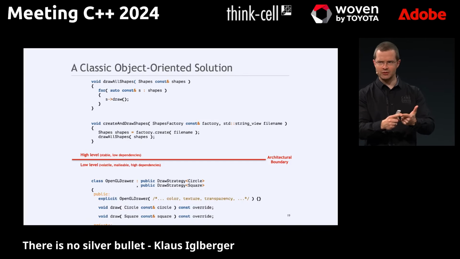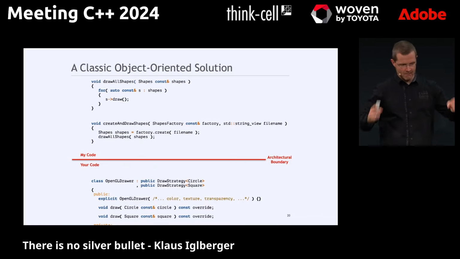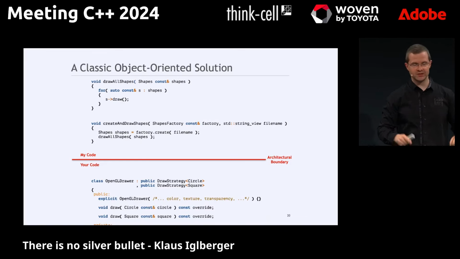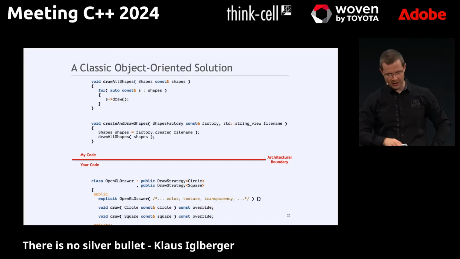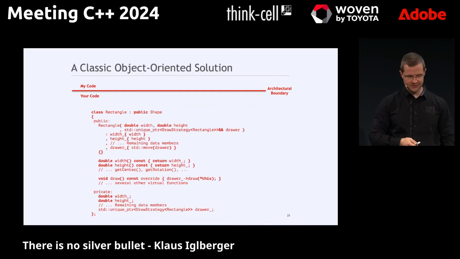Okay, some people are confused. Okay, way too much detail. Let's call this my code and your code. So my code is above the line, your code is below the line. And you would like to add different other kinds of shapes. Rectangles, for instance. Great. So again, don't read the code.